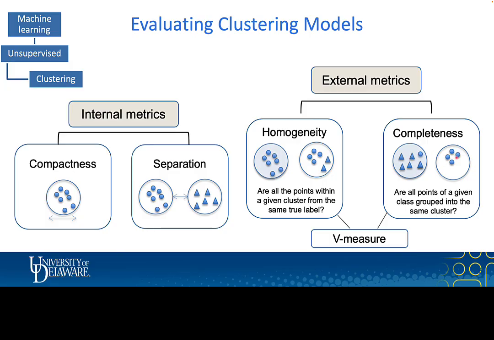The V measure is similar to the F1 score in the sense that it is the harmonic mean of homogeneity and completeness scores, and it ranges from 0 to 1, and usually higher values are better.